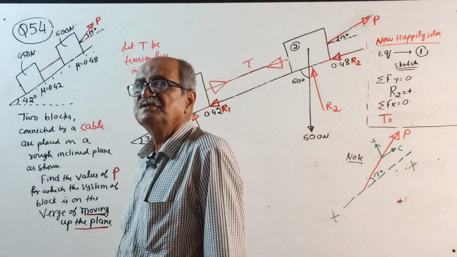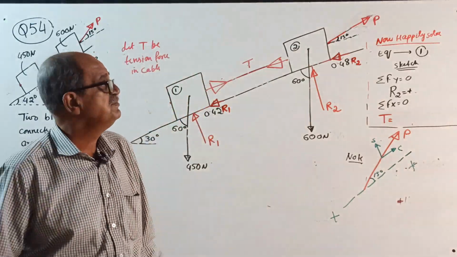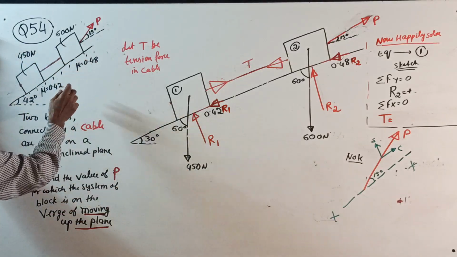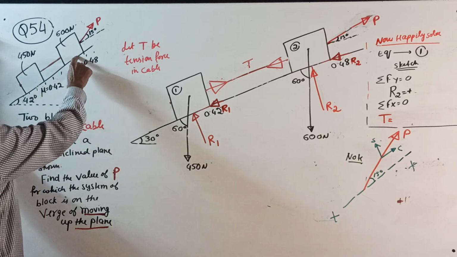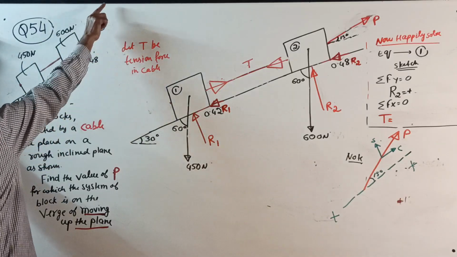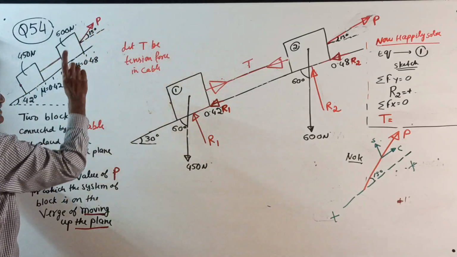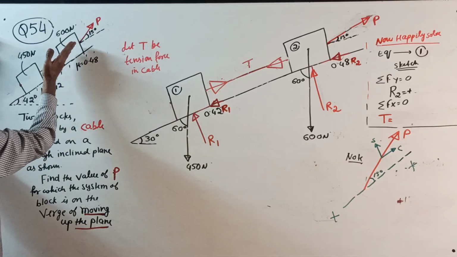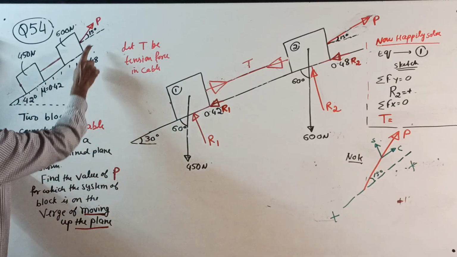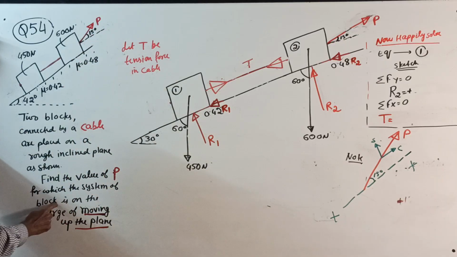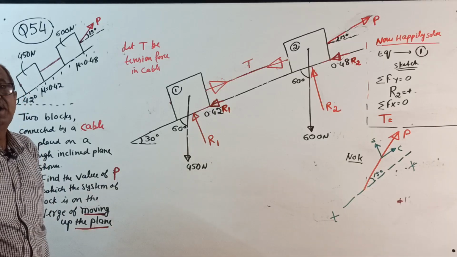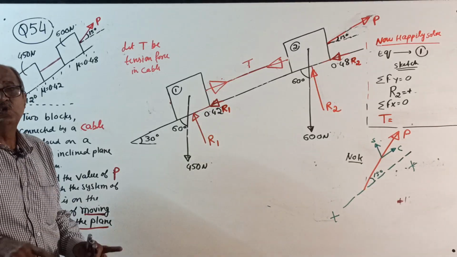Now, today's class, third question or last question, 54. Same question. See, 450 Newton, 600. Words I will not give. Here mu is 0.42, mu is 0.48. 42 degree angle. Now, a force P applied this way. Instead of this way, see one change for you. In some examinations, sometimes they give the incline here. Two blocks, the rest same. Find the value of P for which the system of blocks is on the verge of moving up the plane. Or they can ask what least value of P is required to move up the plane.